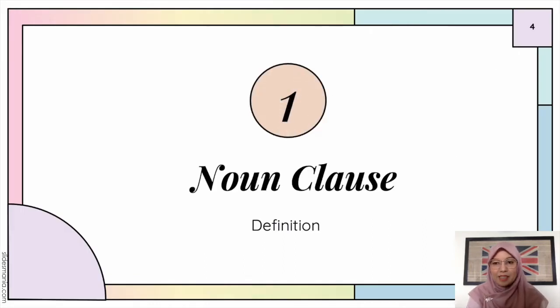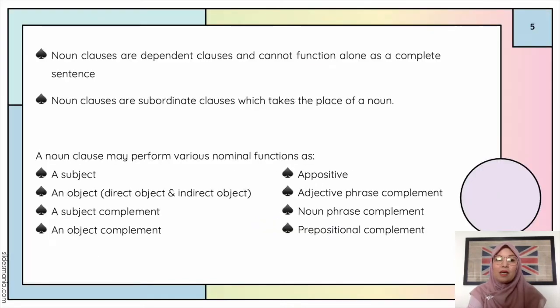Now let's dive in and get to know the meaning of noun clause. Noun clauses are dependent clauses and cannot function alone as a complete sentence. Noun clauses are subordinate clauses which take the place of a noun. A noun clause may perform various nominal functions as a subject, an object, a subject complement, an object complement, an appositive, adjective phrase complement, noun phrase complement, and prepositional complement.